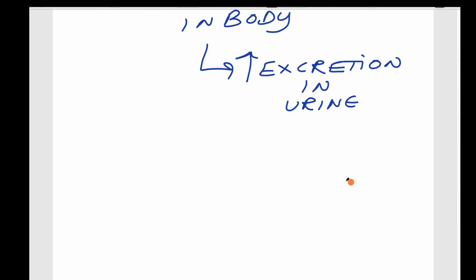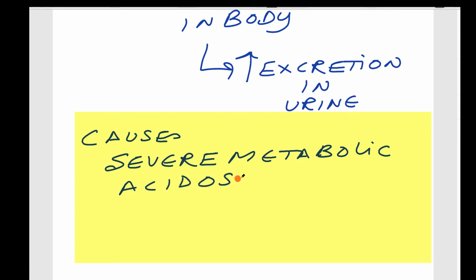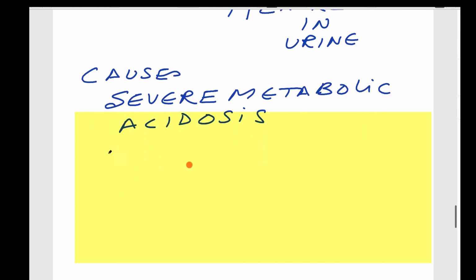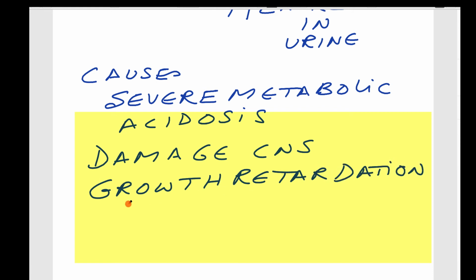What does it cause? It causes severe metabolic acidosis, pH is decreased. Then damage to the CNS. CNS damage will be the result. Growth retardation. Fatal in early years of life.